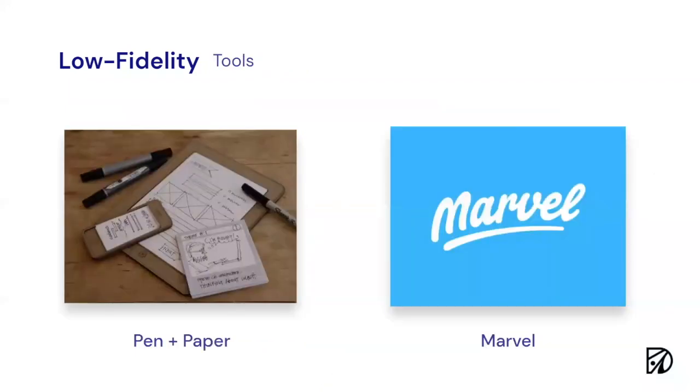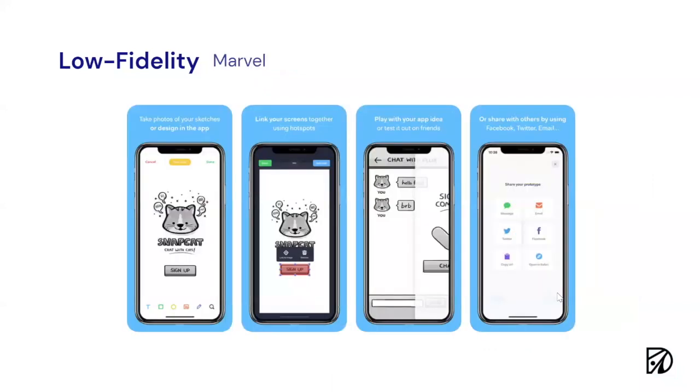So again, pen and paper is a great tool for low fidelity, but you can also use Marvel, which is an application specifically for low fidelity prototyping. In this slide, you can see what it looks like and how to use it. In the app, you can edit your sketches a little more and then link the screens to create some interaction.